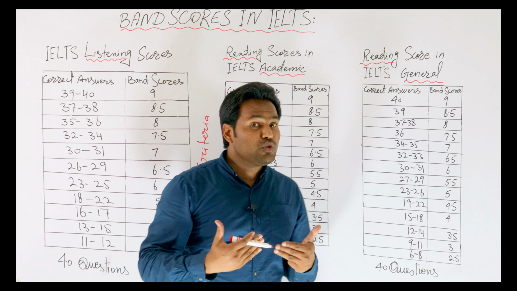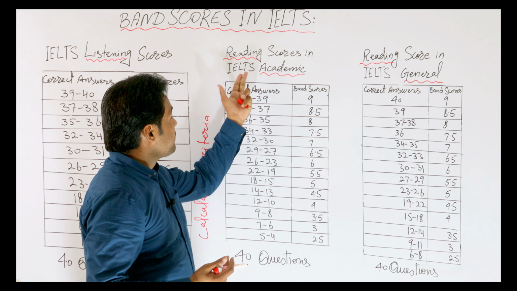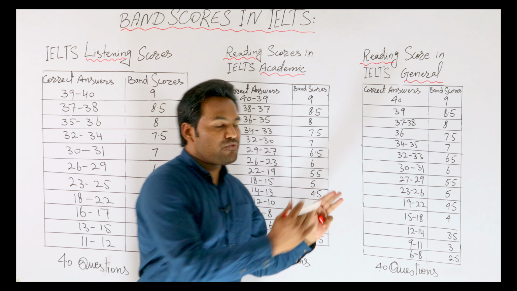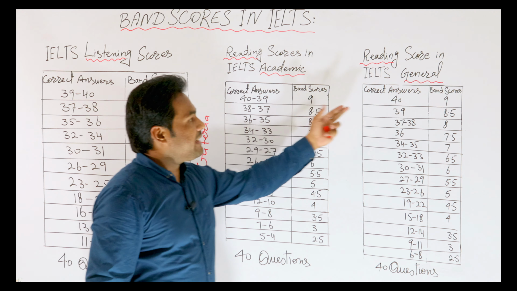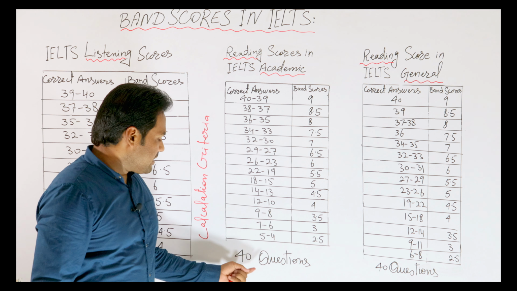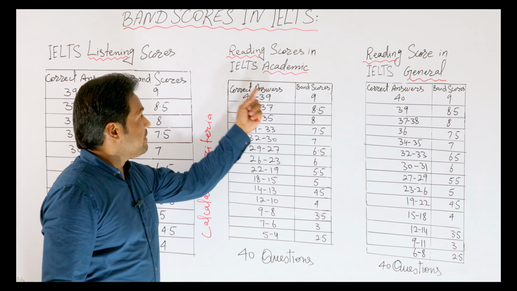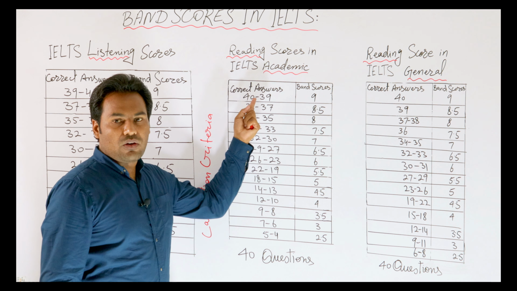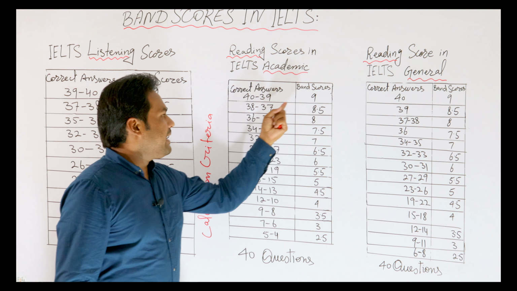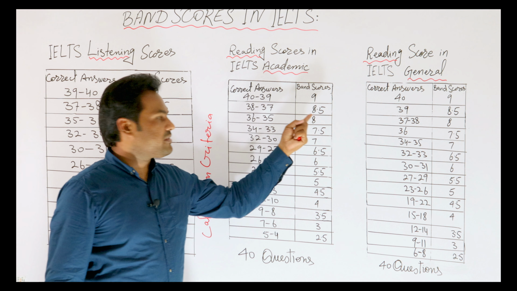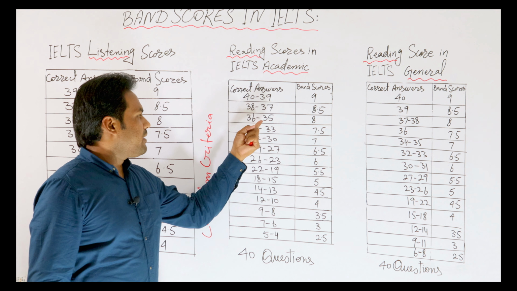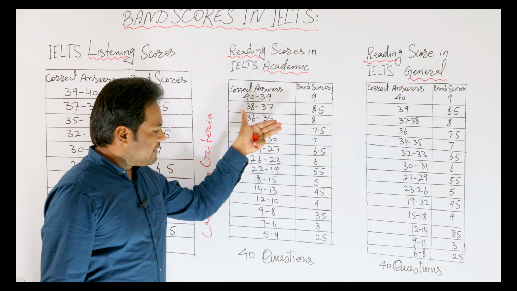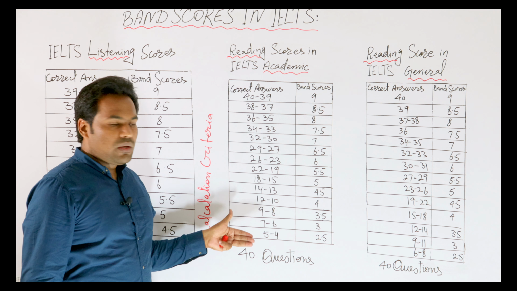And when we move towards the band scores in reading, the criteria is different for IELTS Academic and IELTS General. There are again 40 questions in the reading test, and if you have solved 39 or 40 correct answers, your band score is 9, and for 37 to 38 it is 8.5, and for 35 to 36 answers it is 8. And similarly, the chart is in front of you.